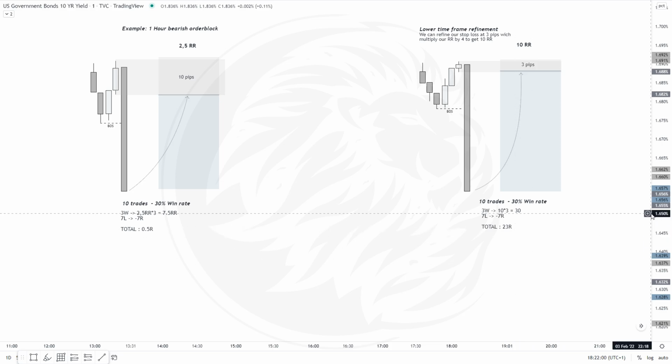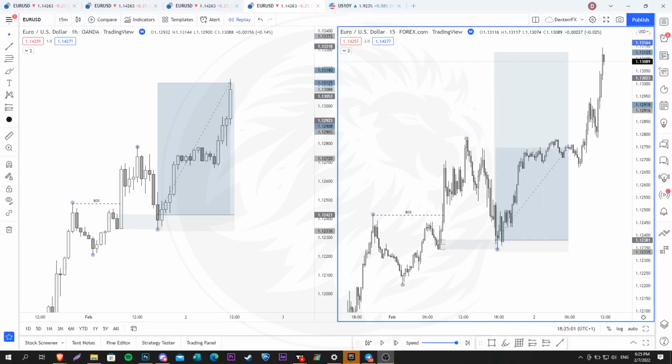Now we have seen all of that, guys. I will show you some examples of bullish and bearish order block refinement in the real market.